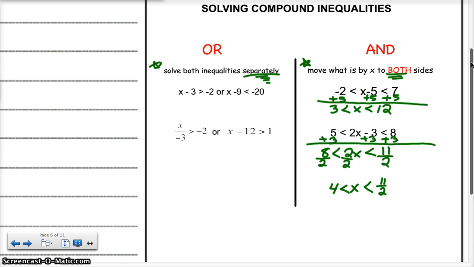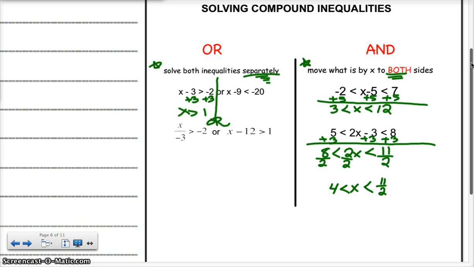Okay, OR statements, nothing new. It's just doing 2 separate problems. So I deal with it kind of like a T-chart. X minus 3 is bigger than -2, or, and I kind of write the or down here, x minus 9 is less than -20. Add 3, add 3. X is bigger than what? 1. Okay, I'm done with that one.